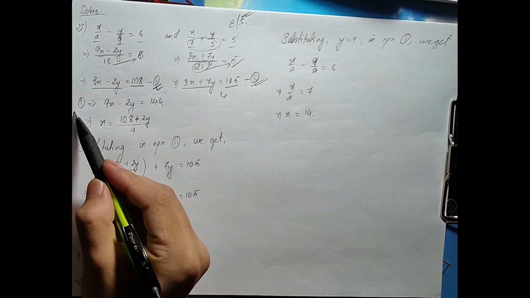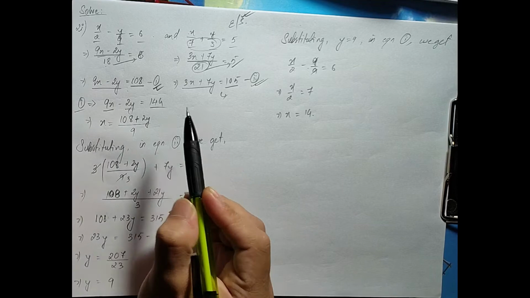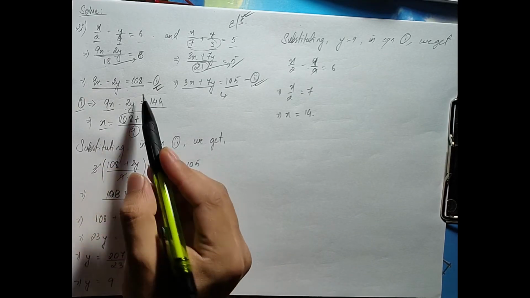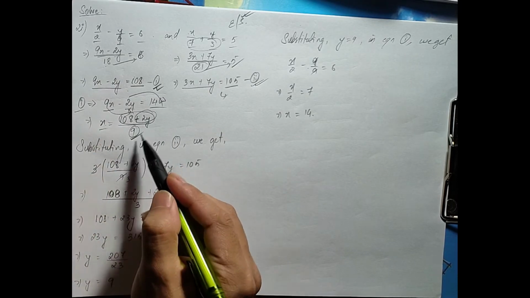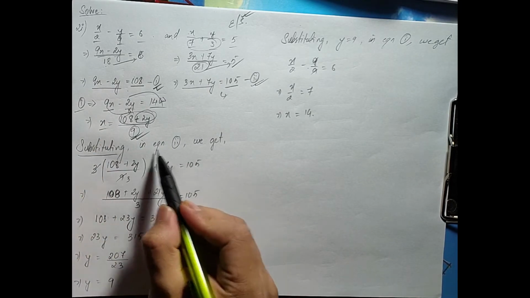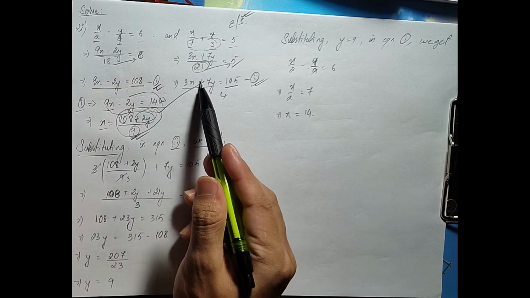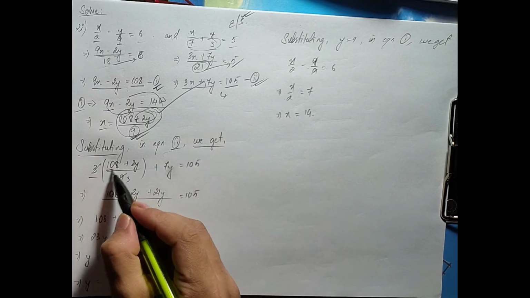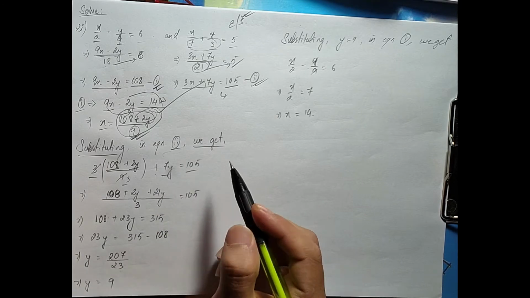Let us take equation 1 and solve it. So you get 9x minus 2y is equal to 108. So x will become 108 plus 2y divided by 9. 2y goes this side, becomes plus 2y. 9 goes in the denominator, becomes divided by 9. Let's substitute this in equation 2. Instead of x, it will be 3 into 108 plus 2y divided by 9, plus 7y is equal to 105.